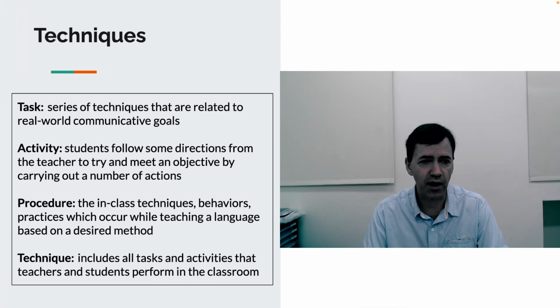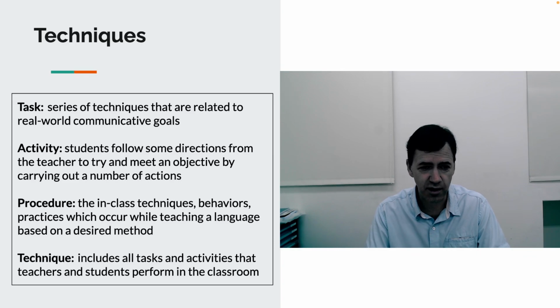Okay, so to start off, we have a few definitions. We've got task, activity, procedure, and technique, because they're quite similar and there is some overlap between them. So we have some actual definitions that we can give to each one. A task is a series of techniques that are related to real-world communicative goals. So that's why we'll have task-based teaching. It matches that definition. Then we have activity, which is where students follow some directions from the teacher to try and meet an objective by carrying out a number of actions.